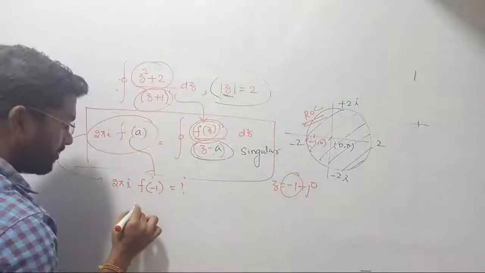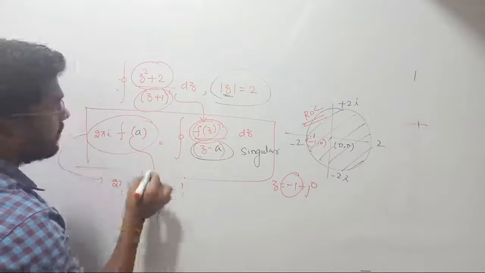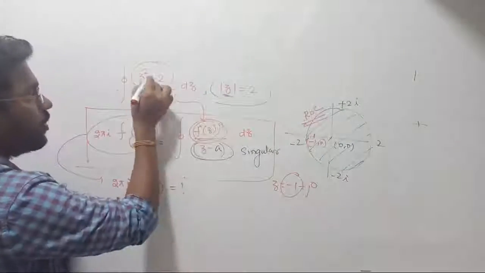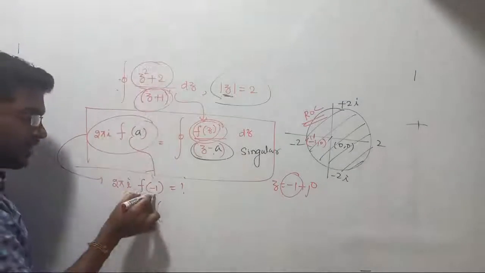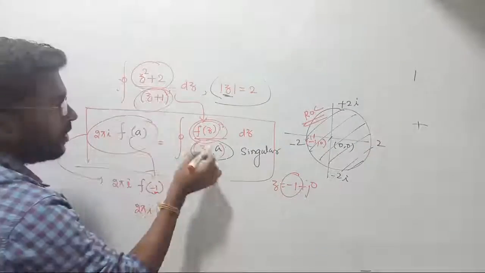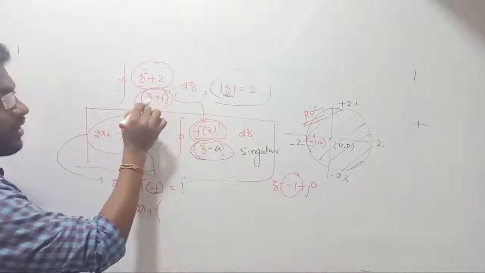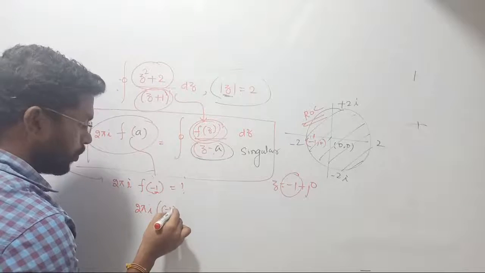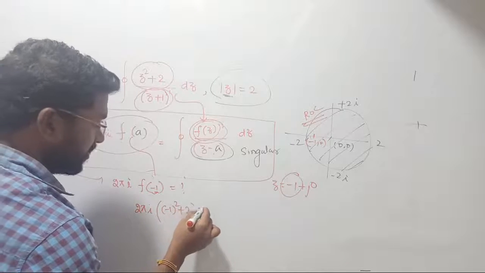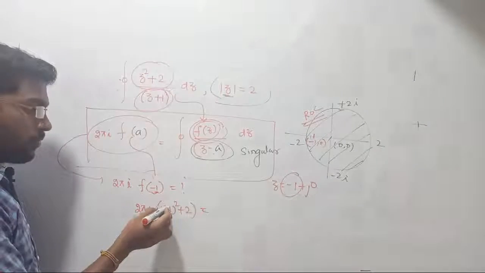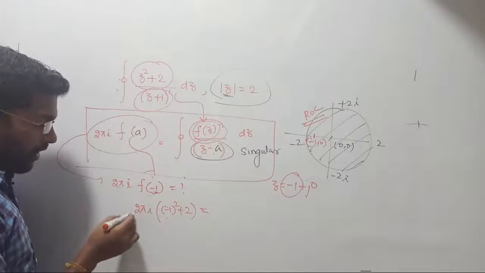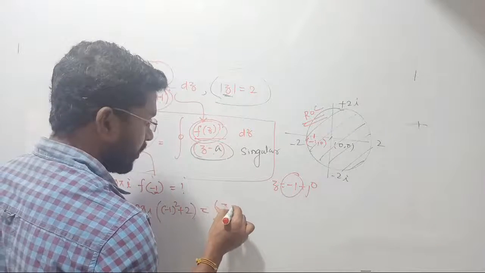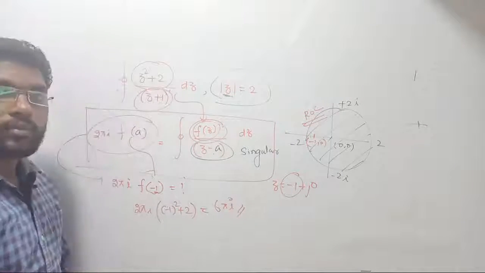So simply, 2 pi i into that function. The function value is z squared plus 2. For z we have to consider minus 1. Because z plus 1 is given here, z plus 1 means z equal to minus 1. If you substitute minus 1, minus 1 whole squared plus 2: minus 1 whole squared becomes plus 1, plus 1 plus 2 becomes 3, and 3 into 2 becomes 6. So your answer is 6 pi i. That's all. Are you getting me?